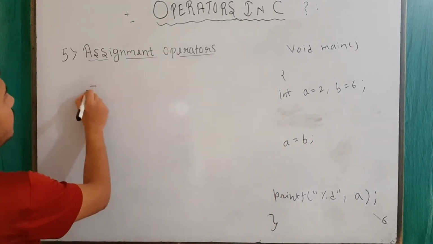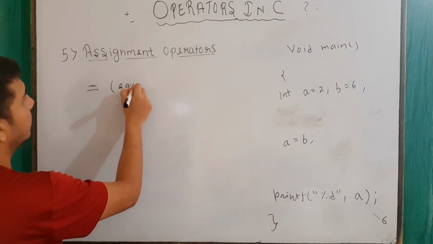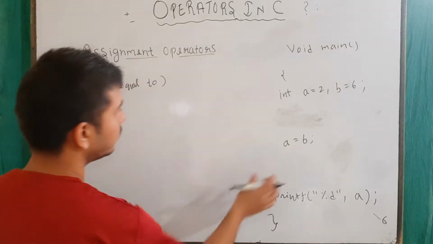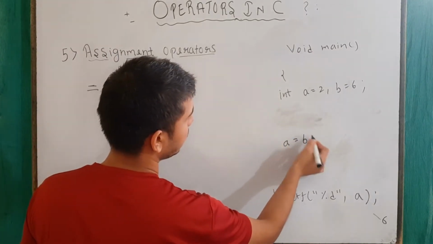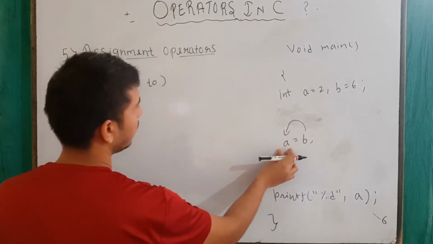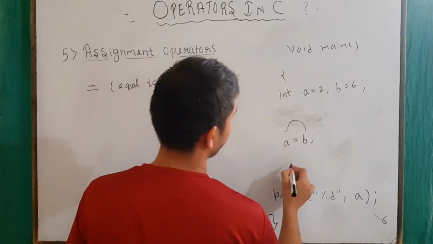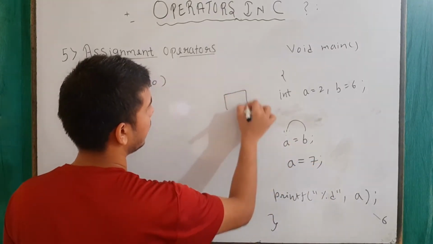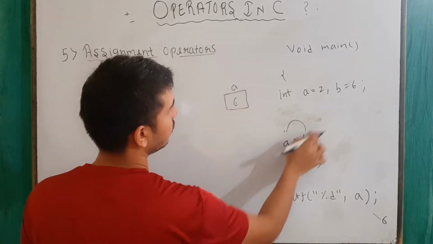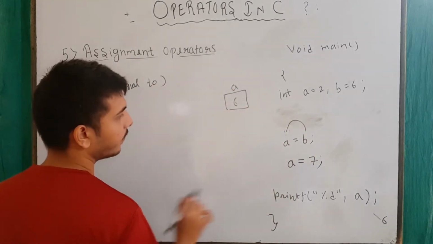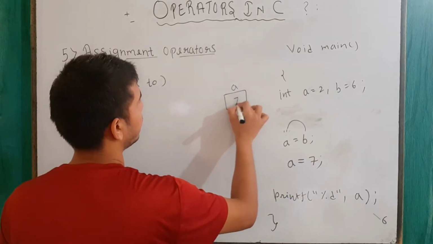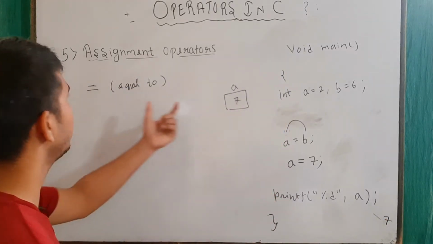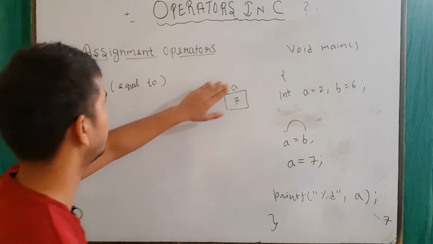Now the first one is the equal to operator, right? Now what does it do? It assigns whatever is present on the right hand side to the variable present on the left hand side. Okay, simple. For example, first I did a equals 6. A equals b was 6, so a becomes 6. Now I am doing a equals 7, then a will become 7 and our final output will be 7. Okay, so this is the simple equals operator or assignment operator, right?